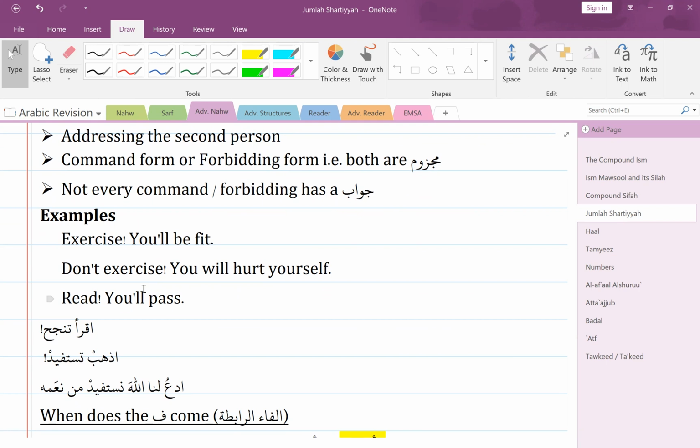Amr, Jawabul Amr. Or don't exercise, you hurt yourself. Don't exercise, and as a result of you not exercising, you will not hurt yourself. I don't have to say all that. I can just say, don't exercise, you'll be fit. Okay? So don't exercise is nahi, forbidding, and you hurt yourself is the jawab of that, basically Amr or nahi, the jawab of that nahi.